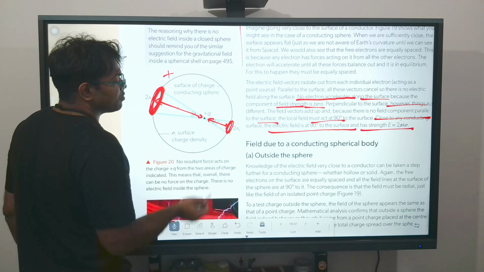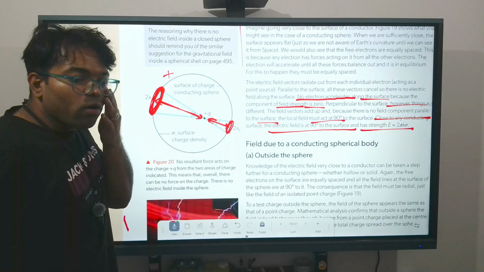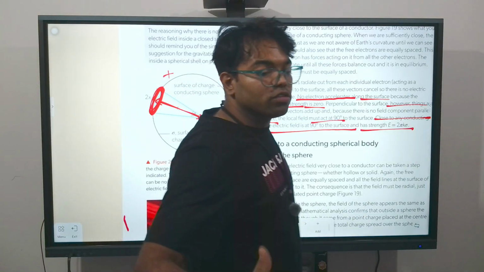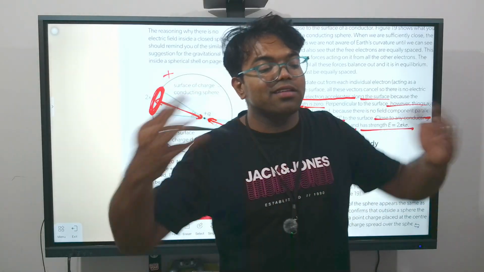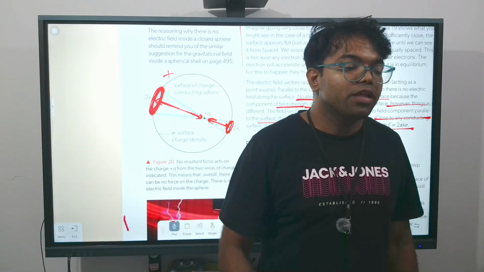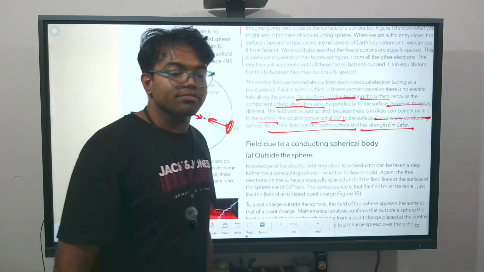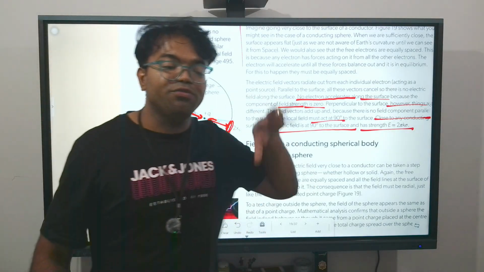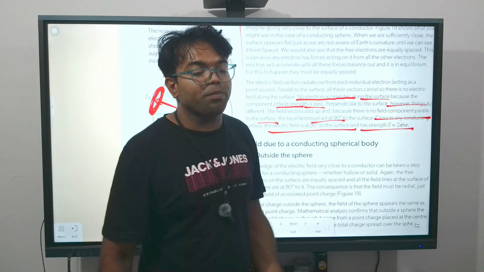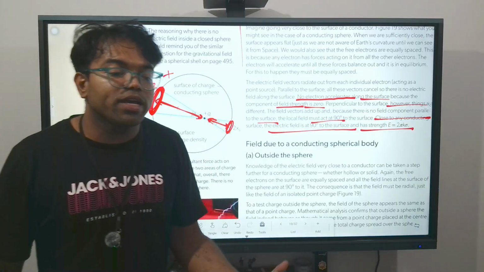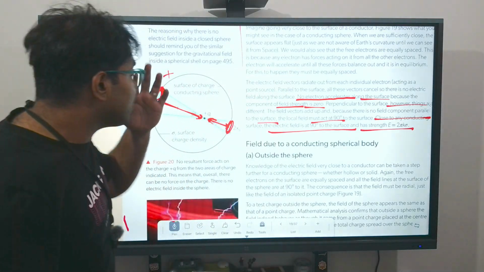This is a positive charge. This is also trying to repel it. This is also trying to repel it. Now what happens when you have two forces acting on you with equal magnitude in opposite directions? They will cancel each other out. So there will be no net force acting on the charged particle. If the net force acting on a charged particle is zero, then the electric field, which is force upon charge, zero upon charge, also becomes zero. Understood? So this is how this happens.